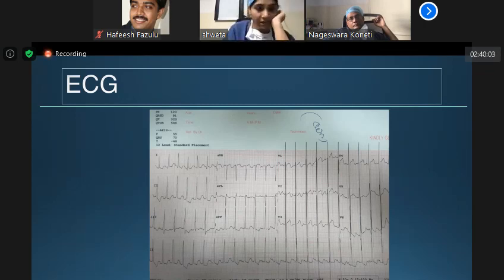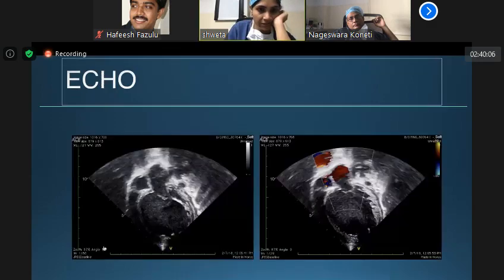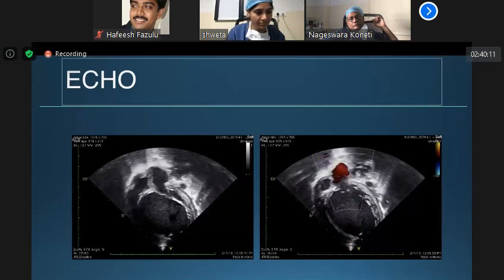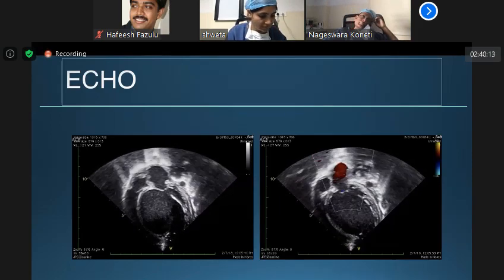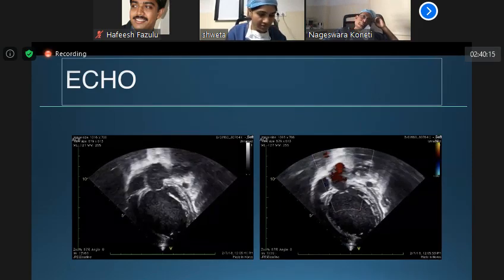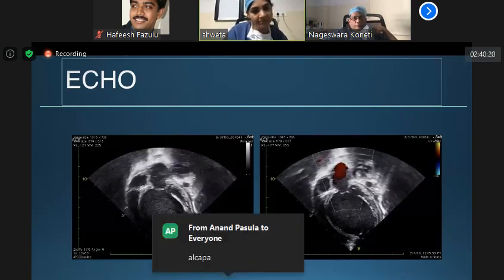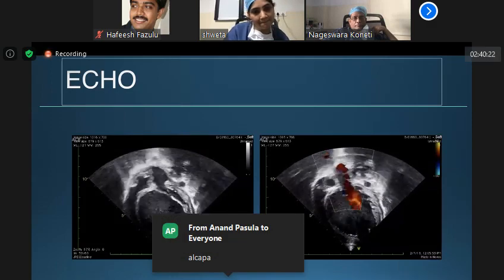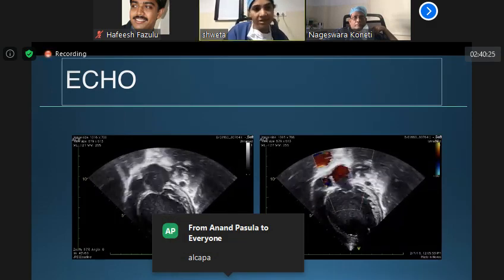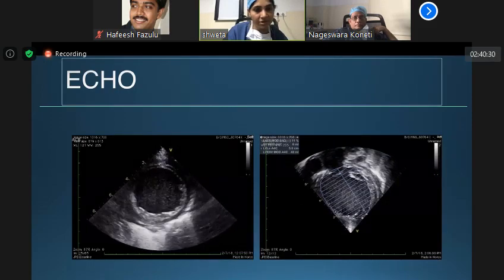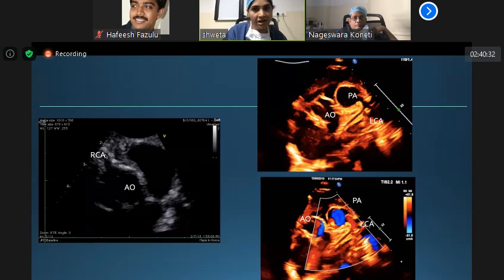Then there is an echo, I'll show you. Look at this echo. Grossly dilated dysfunctional left ventricle and dilated left atrium, and there is hyperechogenic papillary muscle. Very good. So what is your diagnosis? Most probably anomalous origin of left coronary artery. Yes. So this is ALCAPA. You can see there is a severe ventricular dysfunction and hyperechogenic papillary muscle. RCA is dilated, and you can see here the left coronary is arising from the pulmonary artery.